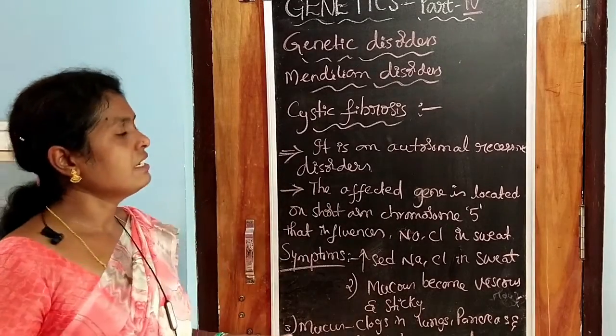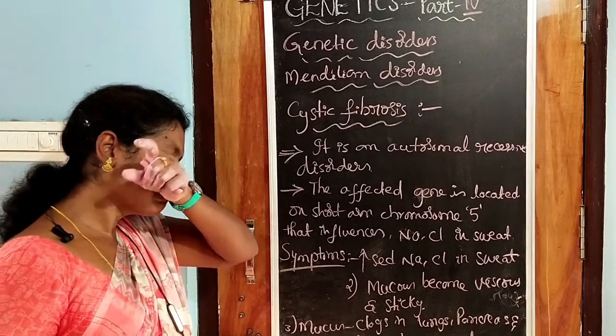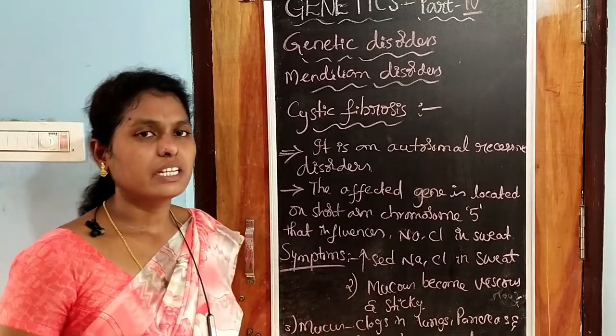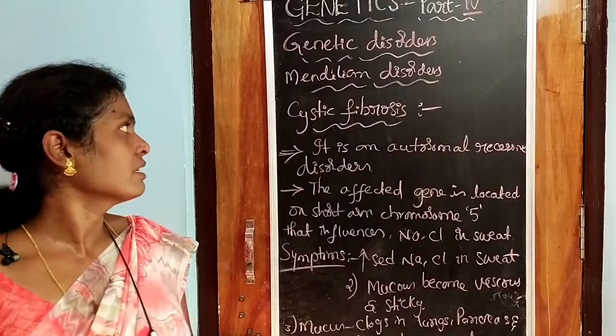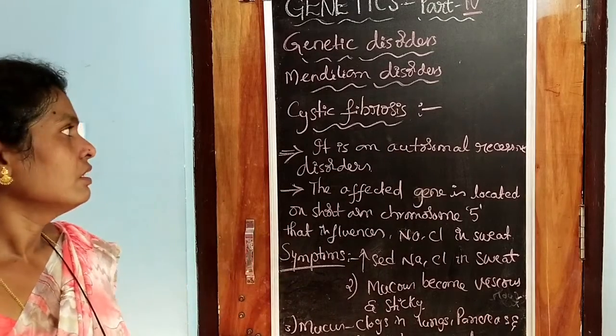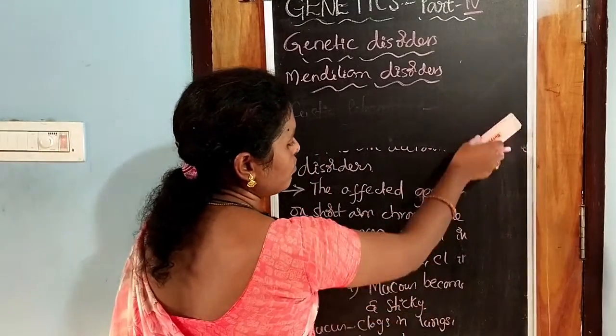So these are the Mendelian disorders: hemophilia, phenylketonuria, sickle cell anemia, color blindness, thalassemia and cystic fibrosis. Now coming to chromosomal disorders.